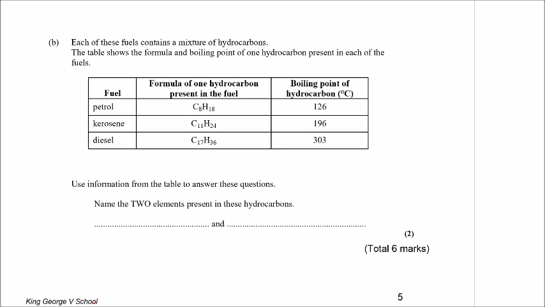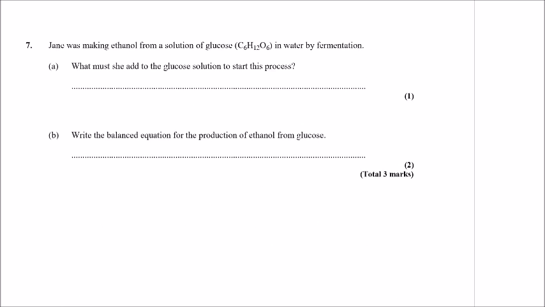So we've got a table here with various different hydrocarbons and boiling points, but going straight to the question, name 2 elements present in these hydrocarbons. We are looking for carbon and hydrogen. What must she add to the glucose solution to start this process? She's trying to start fermentation, so she needs to add yeast.